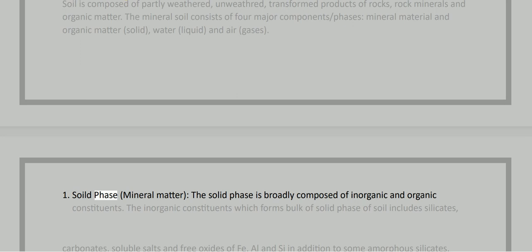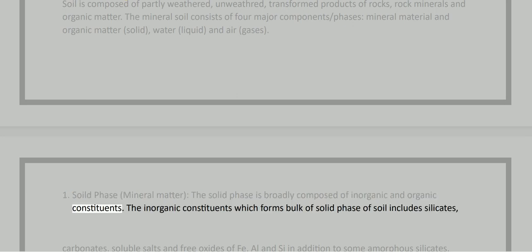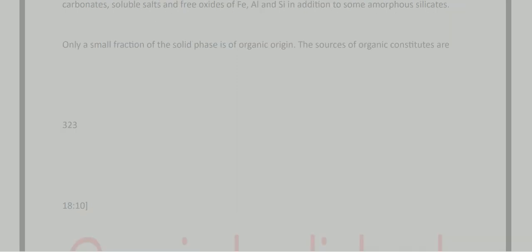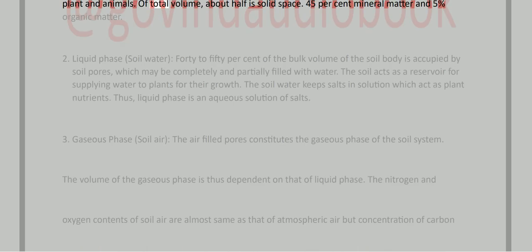1. Solid phase, mineral matter. The solid phase is broadly composed of inorganic and organic constituents. The inorganic constituents which form the bulk of the solid phase of soil include silicates, carbonates, soluble salts and free oxides of Fe, Al and Si in addition to some amorphous silicates. Only a small fraction of the solid phase is of organic origin. The sources of organic constituents are plants and animals. Of total volume, about half is solid space, 45% mineral matter and 5% organic matter.